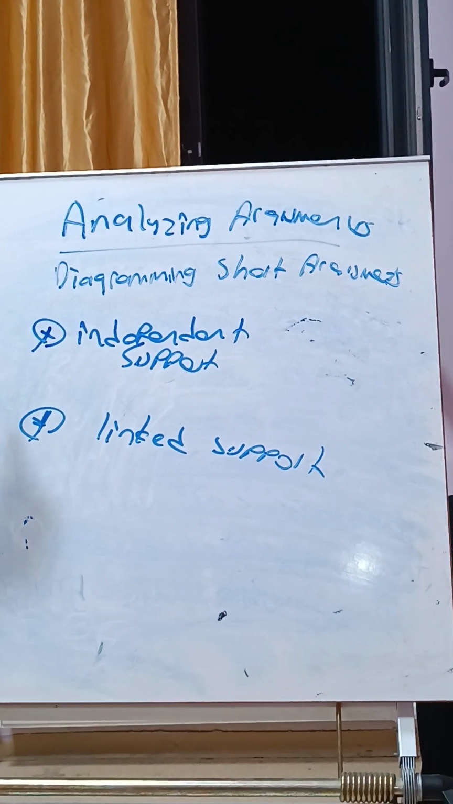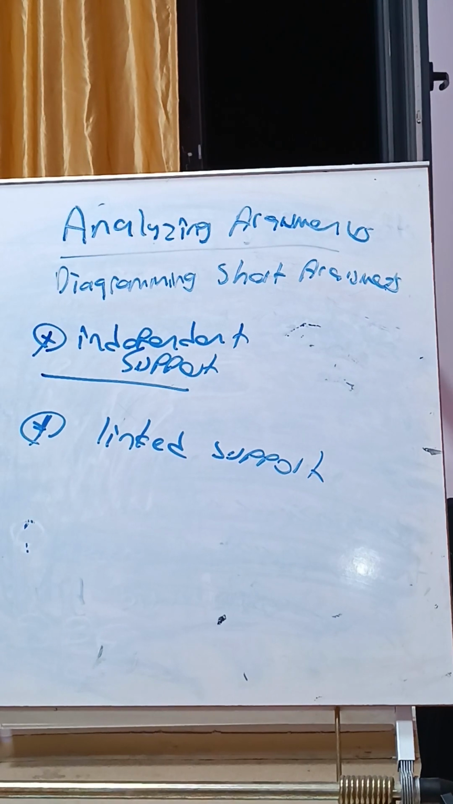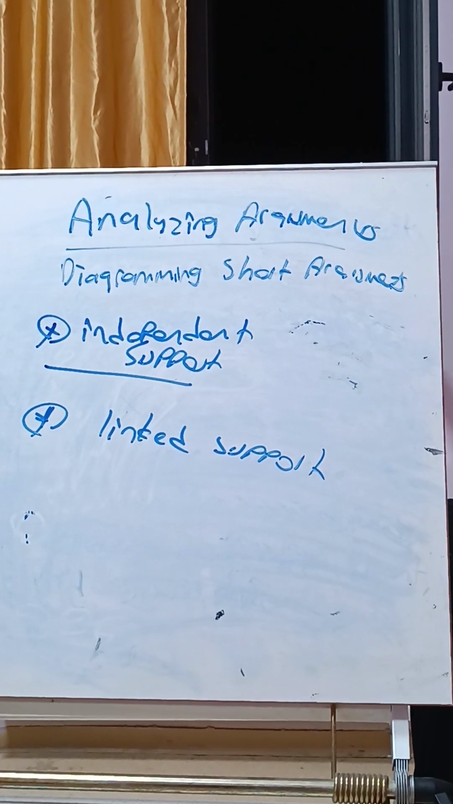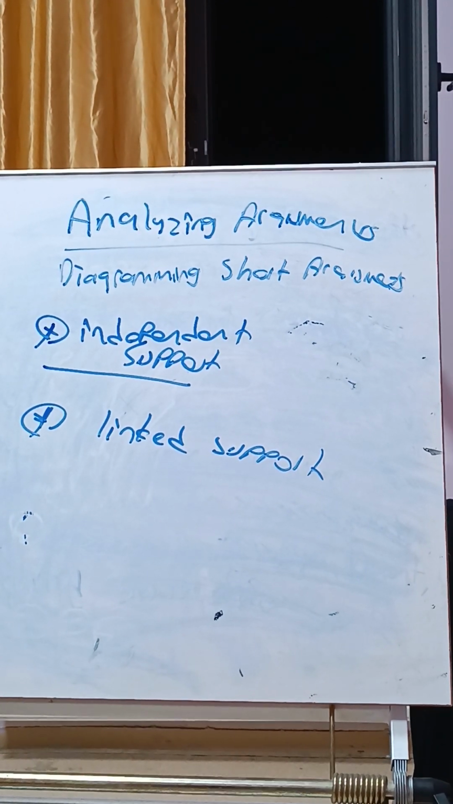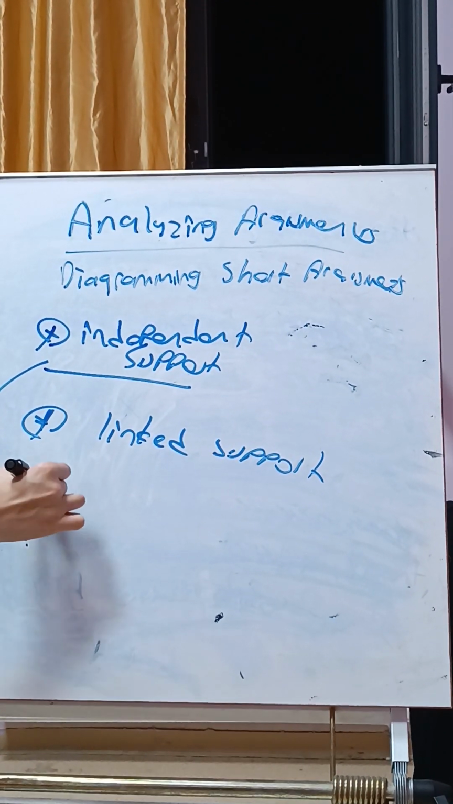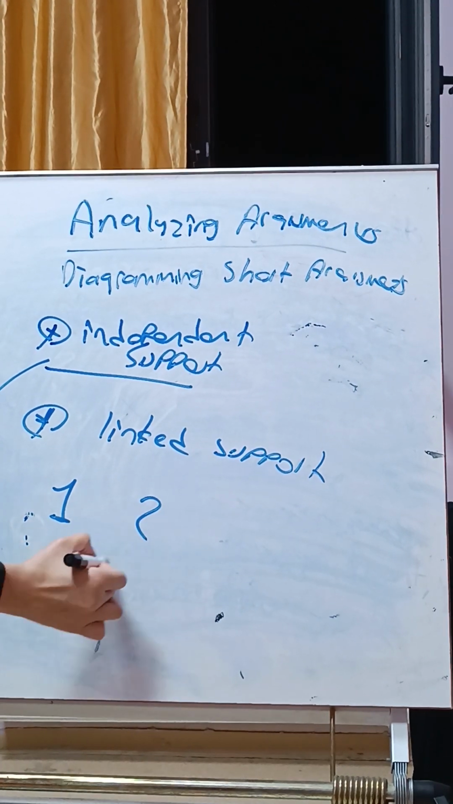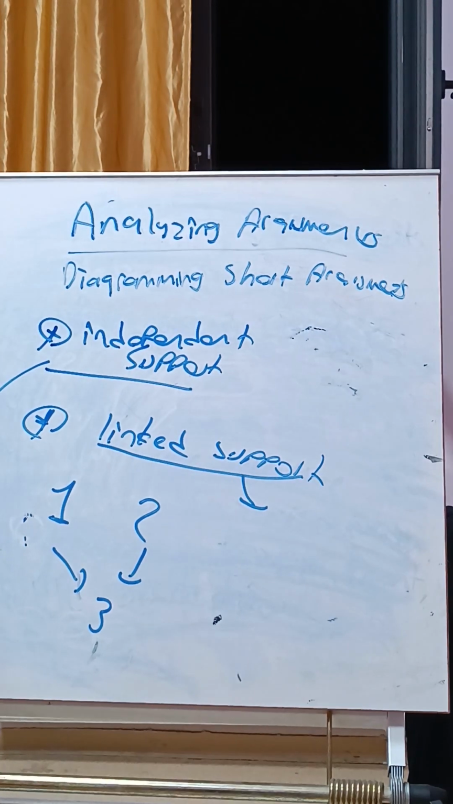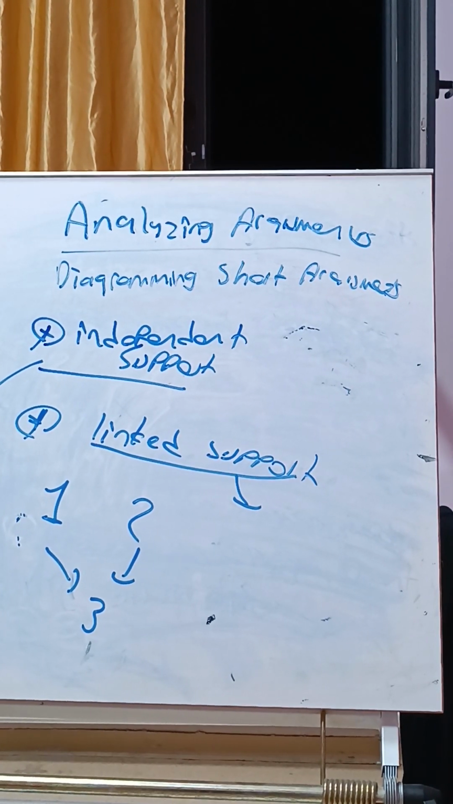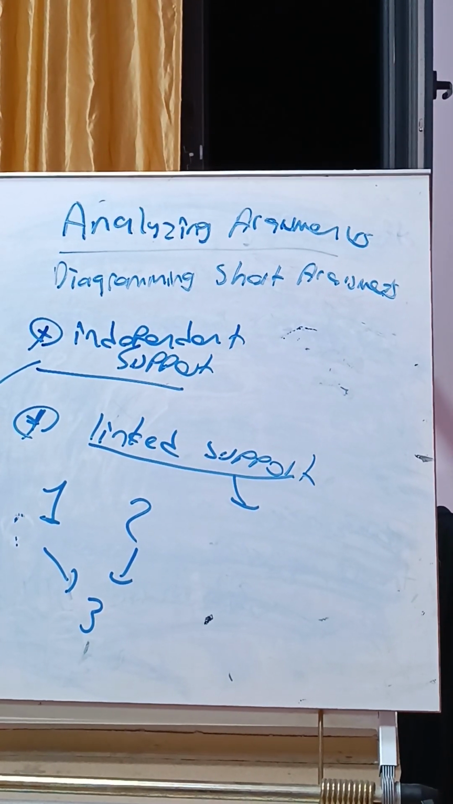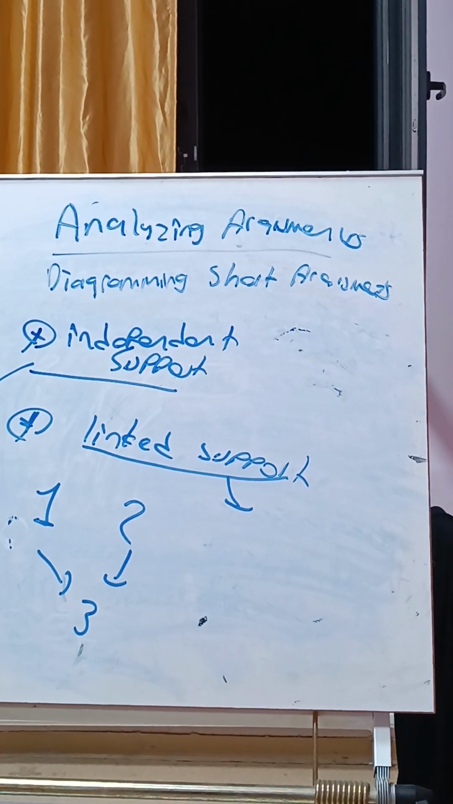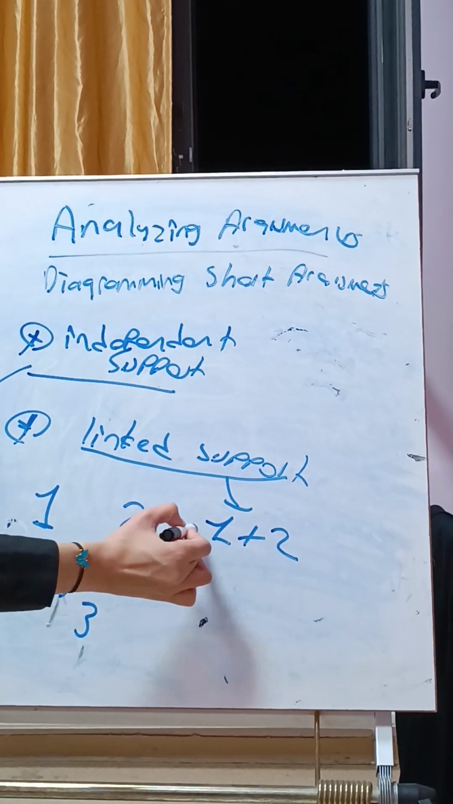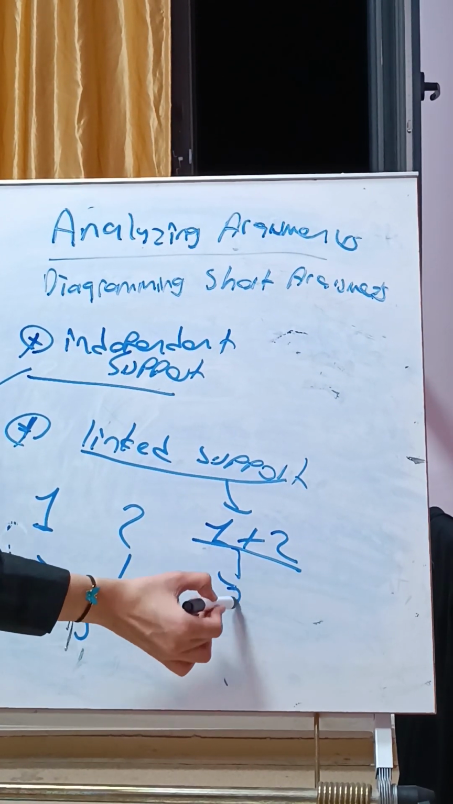In independent support, two premises are independent when neither premise would provide less support for the conclusion if the other premise were omitted. For example, here 1 and 2 support 3 independently. And in linked support, two premises are linked when the omission of one of the premises would cancel or reduce the amount of support provided by the other. For example, 1 and 2 together support 3.